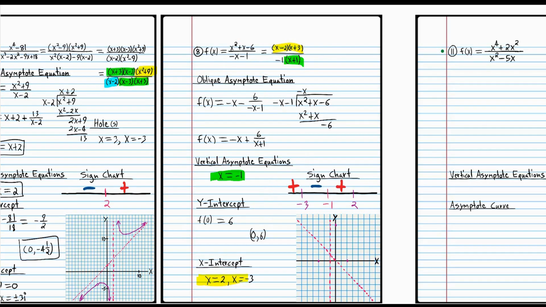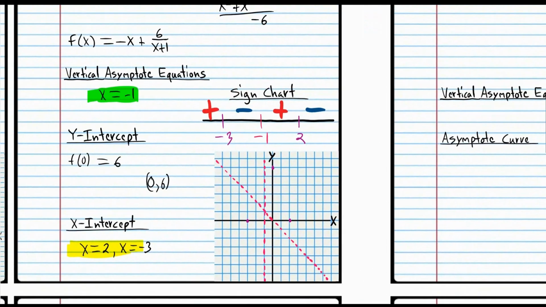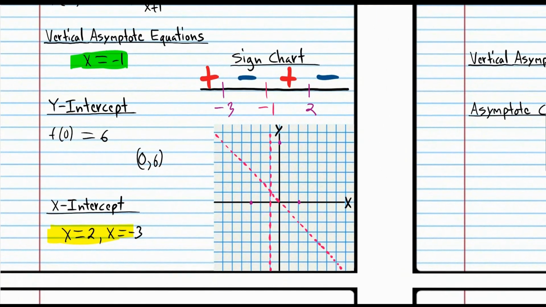And now let's plug in 3. Plug in 3 up here, we get a positive times a positive is a positive, and in the bottom we get a negative, so that part of the graph will be below the x-axis. So now we have pretty much everything that we need.